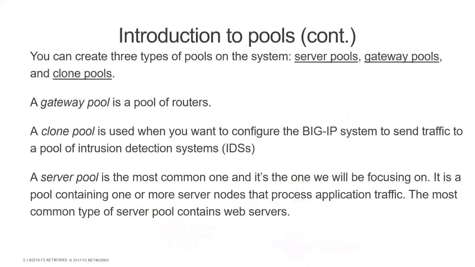There are 3 types of pools that we can configure. One is gateway pools. This is a simple one, just a pool of routers. A clone pool is used, for example, for inspection of traffic, when we want to configure the BIG-IP to send traffic to a pool of IDS, for example.